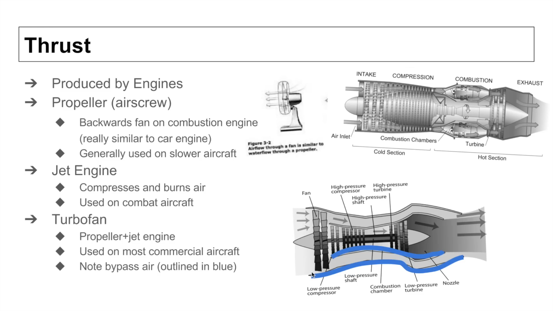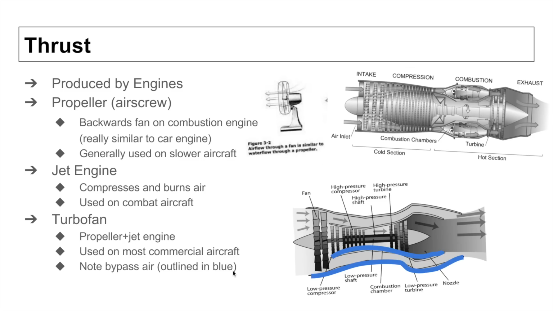There's a fourth type, which I haven't really talked about, but it's a turboprop. It's basically a jet engine, except it doesn't have these two surrounding things. So it's like a jet engine with a huge propeller in the front.